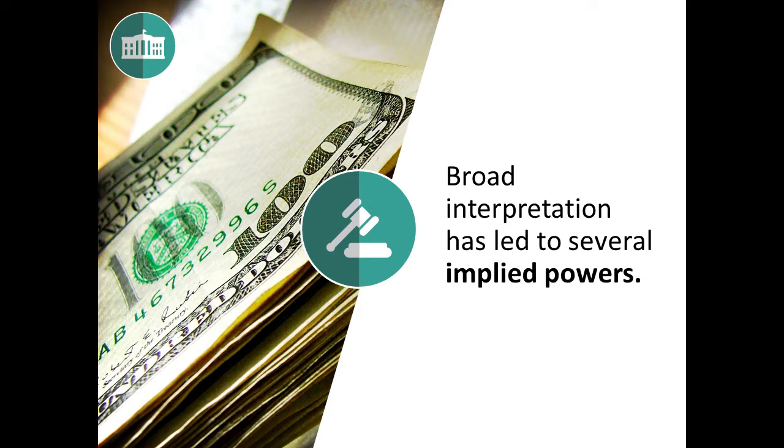Unlike the enumerated powers, implied powers are not expressly listed in the Constitution. Instead, implied powers are the powers that the Supreme Court has interpreted as necessary for carrying out the federal government's enumerated powers. Implied powers are a complicated concept to explain in the abstract. Let's look at Congress's power to spend money for the general welfare, also known as the spending clause, to see how it works in practice.